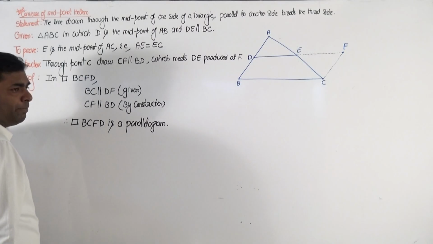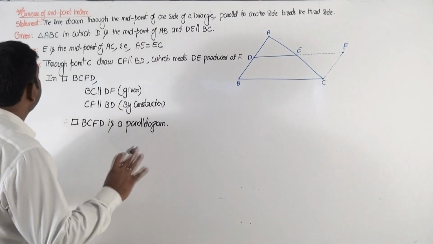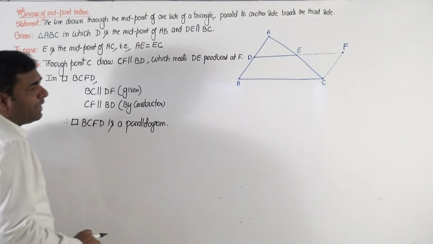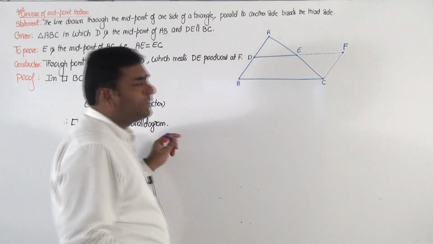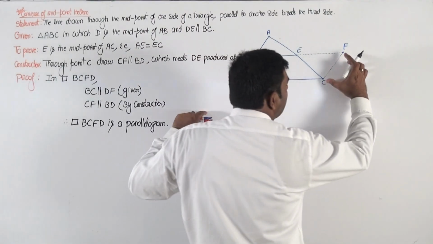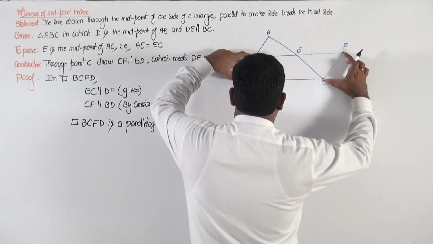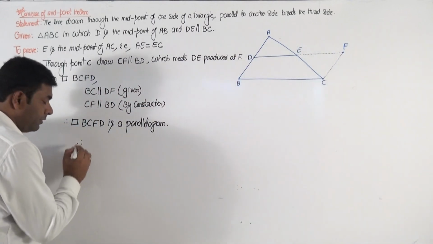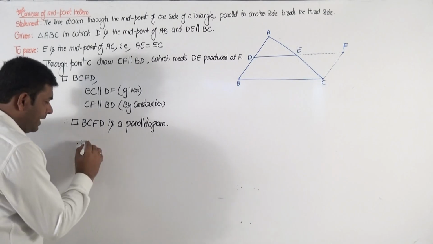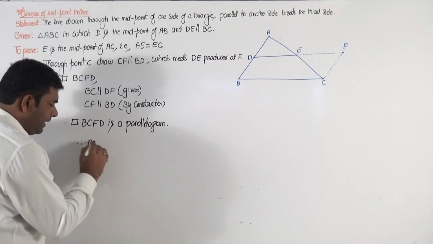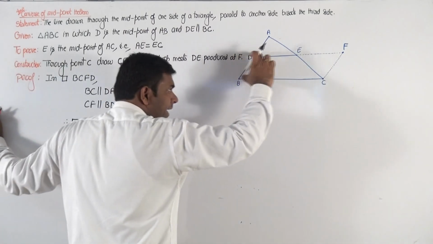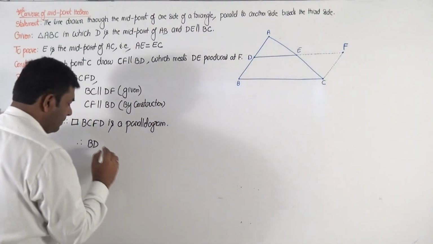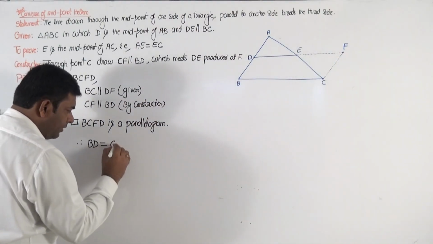Therefore BCFD is a parallelogram since each pair of opposite sides is parallel. अगर ये parallelogram होगा तो क्या होगा? Opposite sides equal होंगे। ऑपोजिट सेट्स मतलब क्या है, CF और BD इक्वल होगा ना. So therefore can I write BD is equal to CF. BD is equal to CF.